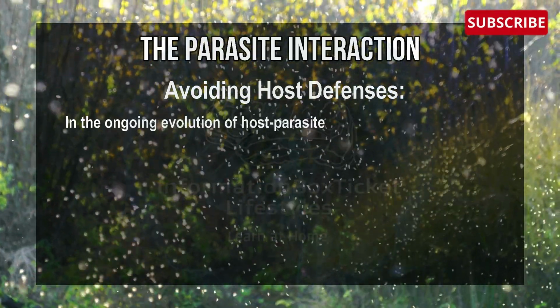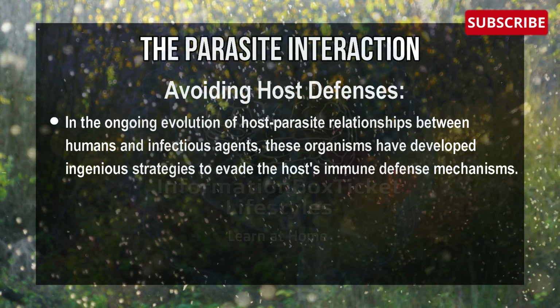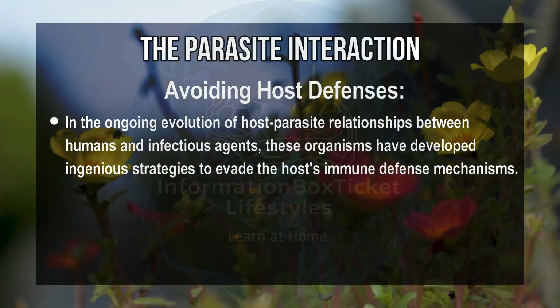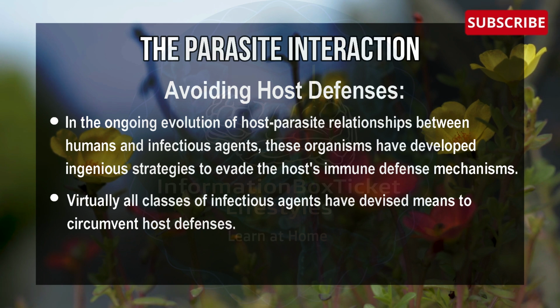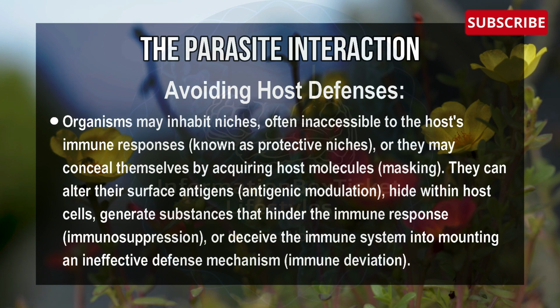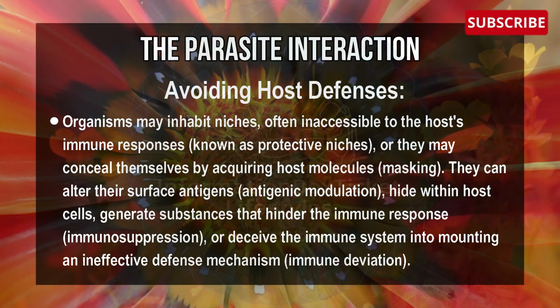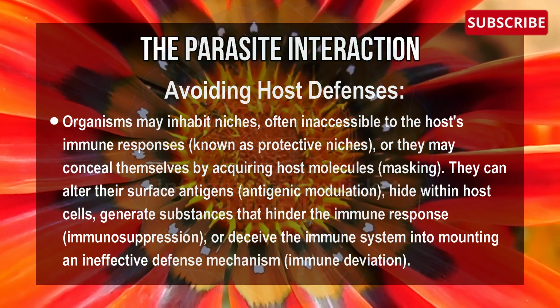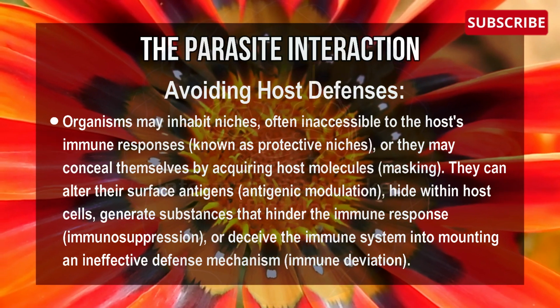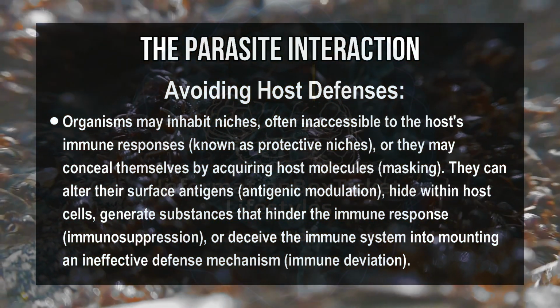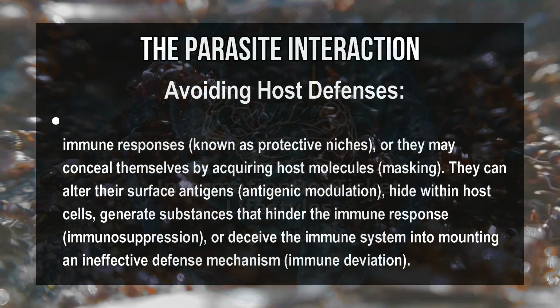Avoiding host defenses. In the ongoing evolution of host-parasite relationships between humans and infectious agents, these organisms have developed ingenious strategies to evade the host immune defense mechanism. Virtually all classes of infectious agents have devised means to circumvent host defenses. Organisms may inhabit niches often inaccessible to the host immune responses, known as protective niches, or they may conceal themselves by acquiring host molecules, masking. They can alter their surface antigens, antigenic modulation, hide within the host cells, generate substances that hinder the immune response, immunosuppression, or deceive the immune system into mounting an ineffective defense mechanism, immune deviation.